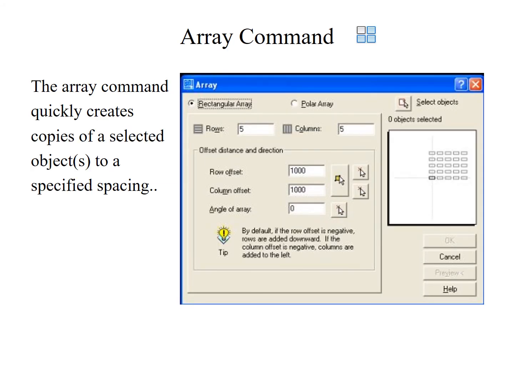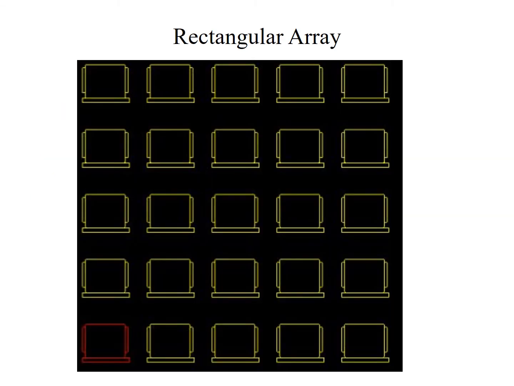Next command is the array command. The array command quickly creates copies of selected objects at a specified spacing. There are two options available inside it: rectangular array and polar array. Inside the rectangular array, the number of rows and number of columns will be asked in a table. So by providing the number of rows and columns, you can generate any profile. Inside the figure, you will find the example.